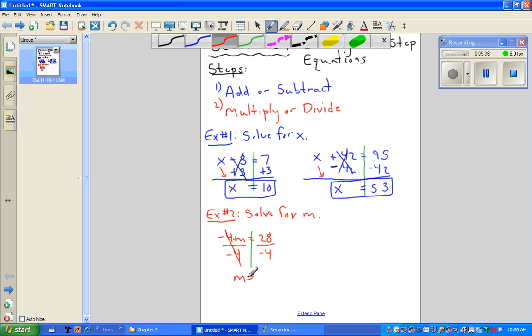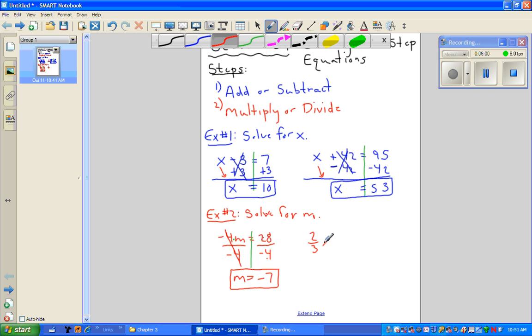So you got m equals, and now you do 28 divided by -4. We know that a positive divided by a negative is a negative number, all right? And 28 divided by that -4 is going to give you -7. Okay? So that's when you have multiply, you go ahead and you do the opposite of dividing. All right? Another example is this. You ready?